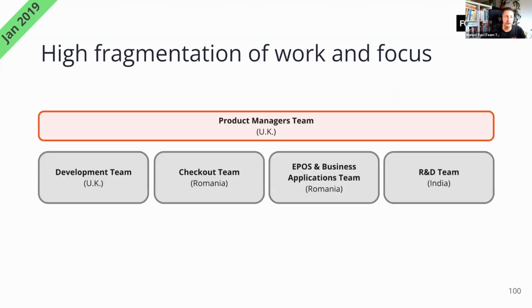But the way they were organized led to high fragmentation of the work and the focus. So very briefly, they used to have a team of product managers in the UK, and then they had some development teams across the world, also in the UK, but also in Romania and India. You can see from the names of the teams that it's not very clear. Are these teams organized by function, development function, or by functionality, like the checkout team, or organized by R&D? It was pretty confusing. And basically the product managers were running around trying to coordinate projects and features and see, well, this needs team A to make this change and team B to make that change. There was no stream alignment. There was no end-to-end ownership of services. And so this was in 2019.